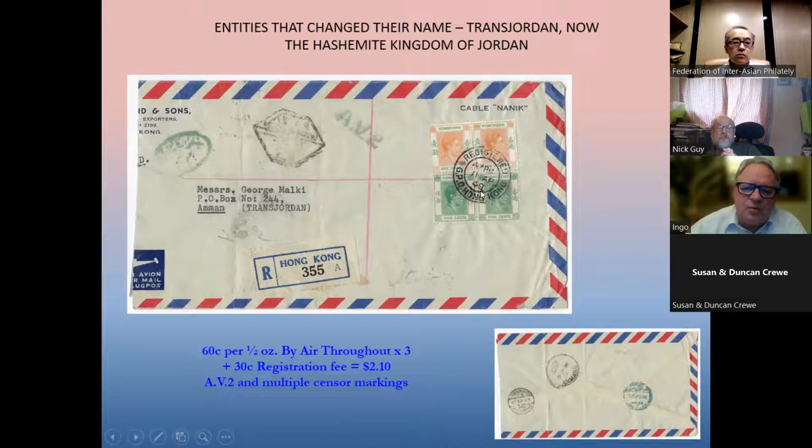Going to that part of the world in 1949, the geopolitical situation was that the State of Israel was being born and there was all kinds of war, and getting letters into those territories was a challenge because some countries would not accept something if it had to transit through Israeli territory. This one just went through Egypt, so there was no problem.